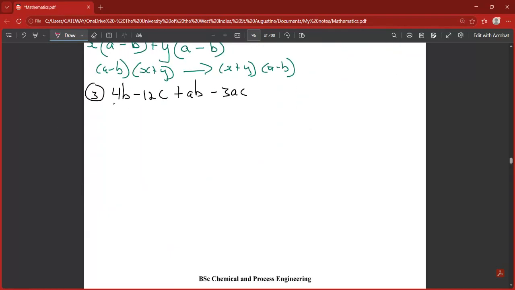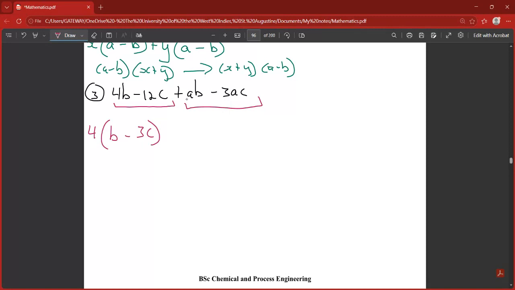So number 3, you group it again because you have 4 terms. So between 4b and negative 12c, well, the highest common factor between 4 and 12 is 4 because 4 could go into 4 and 4 could go into 12. Nothing is common between the letters b and c, so you open your bracket. You say 4b divided by 4 is b, put your minus sign. 12c divided by 4 is 3c, close your bracket.